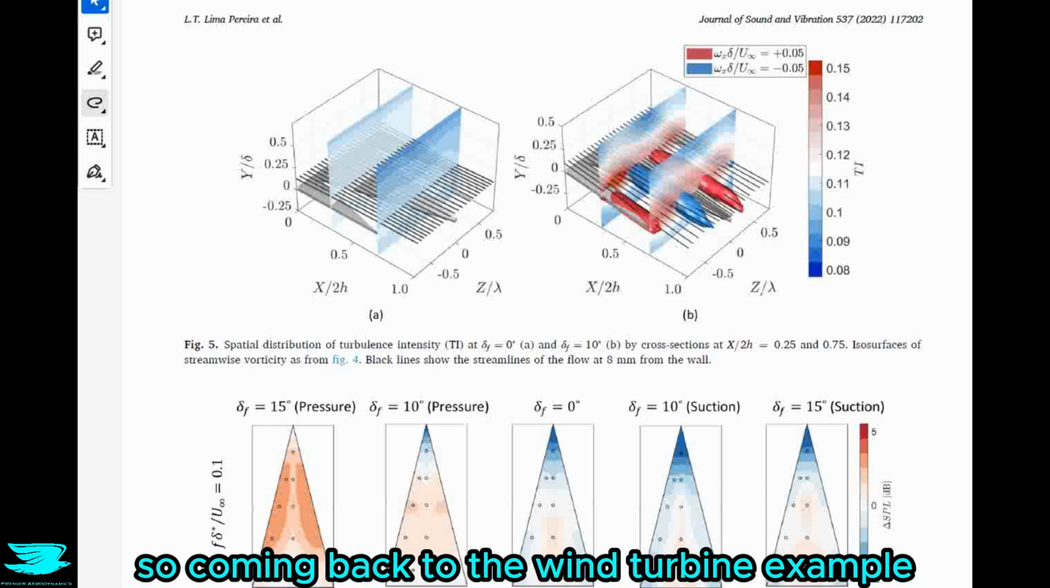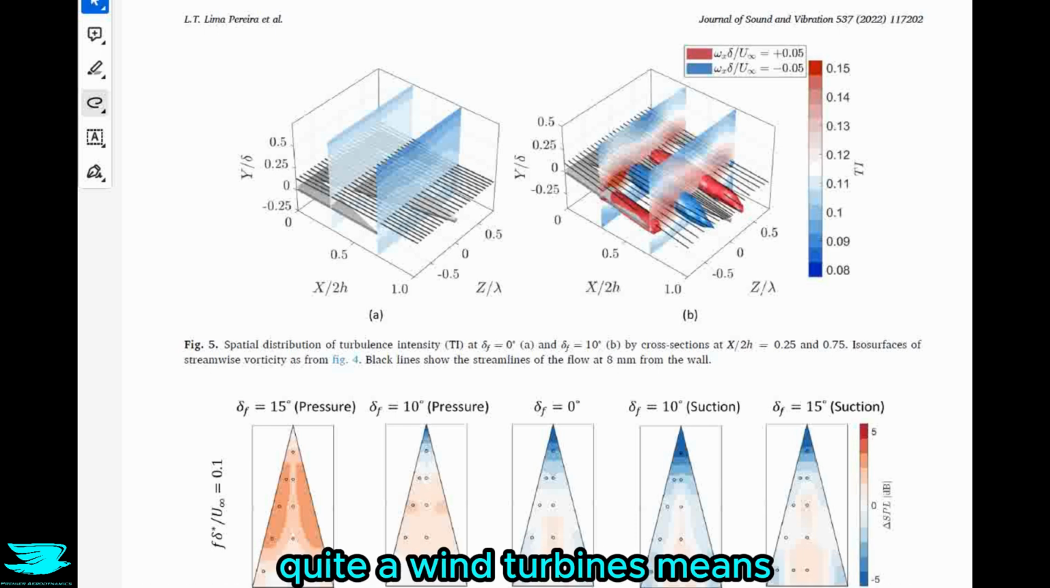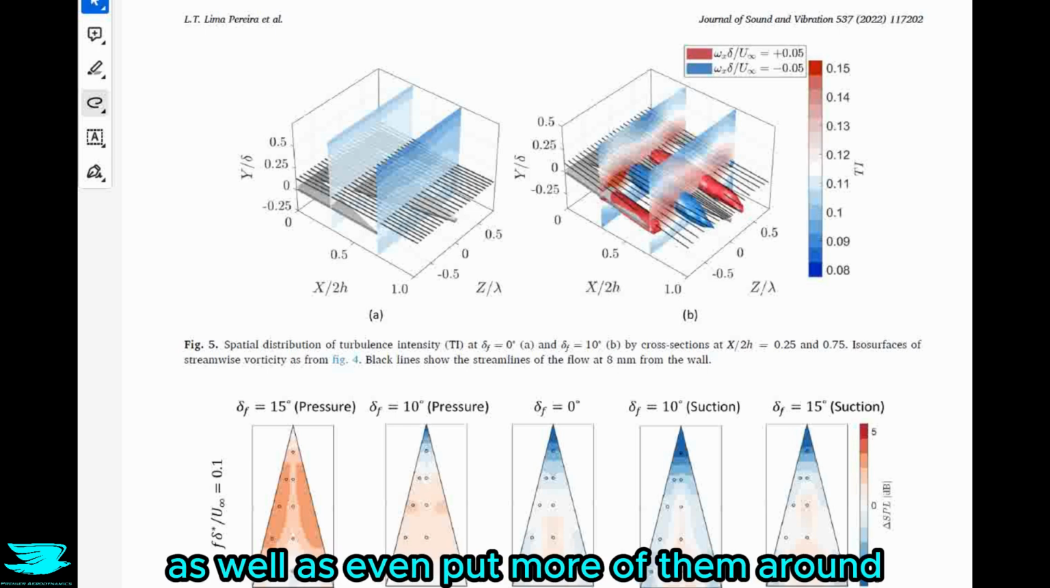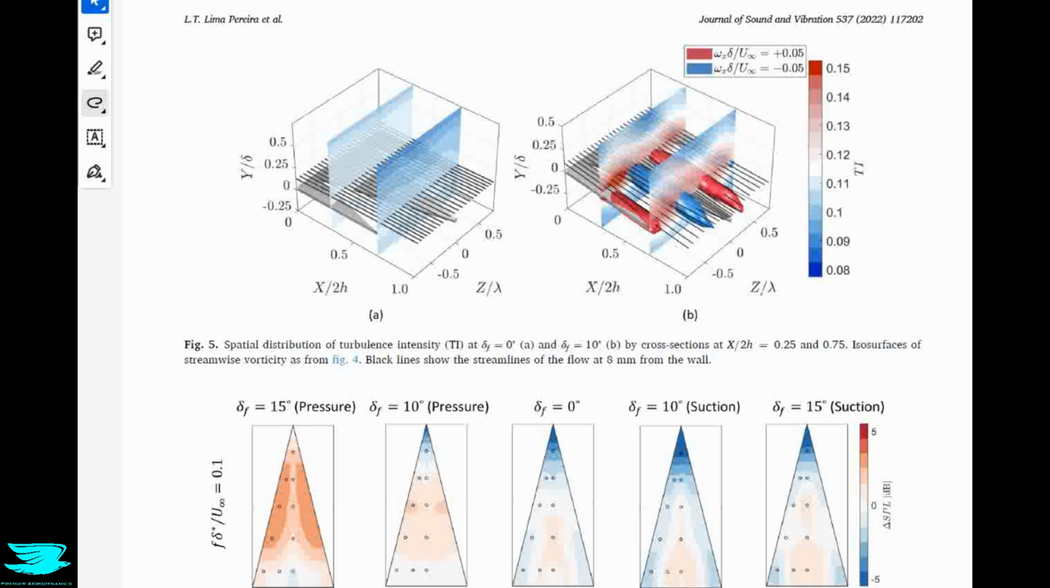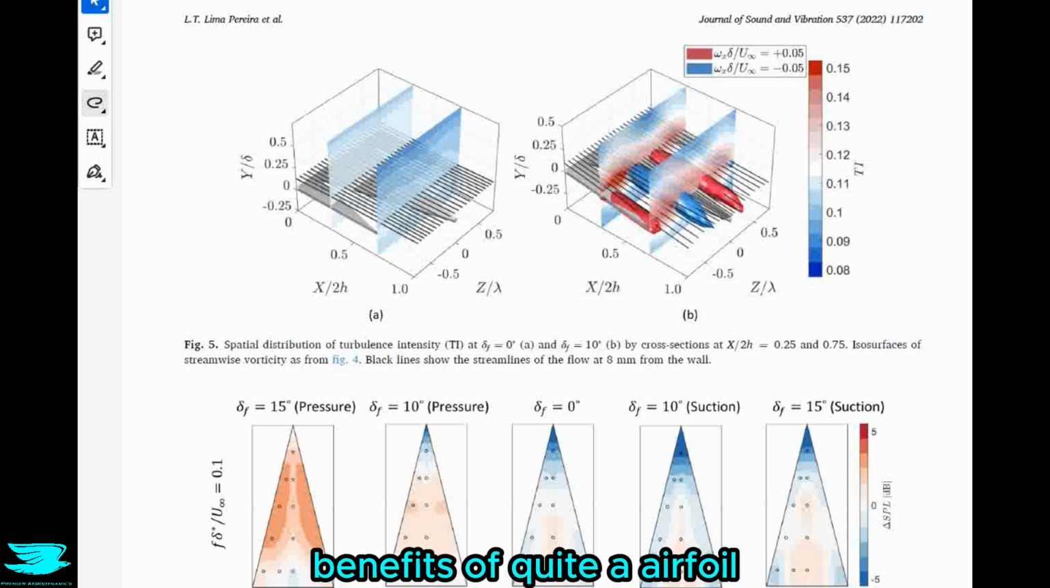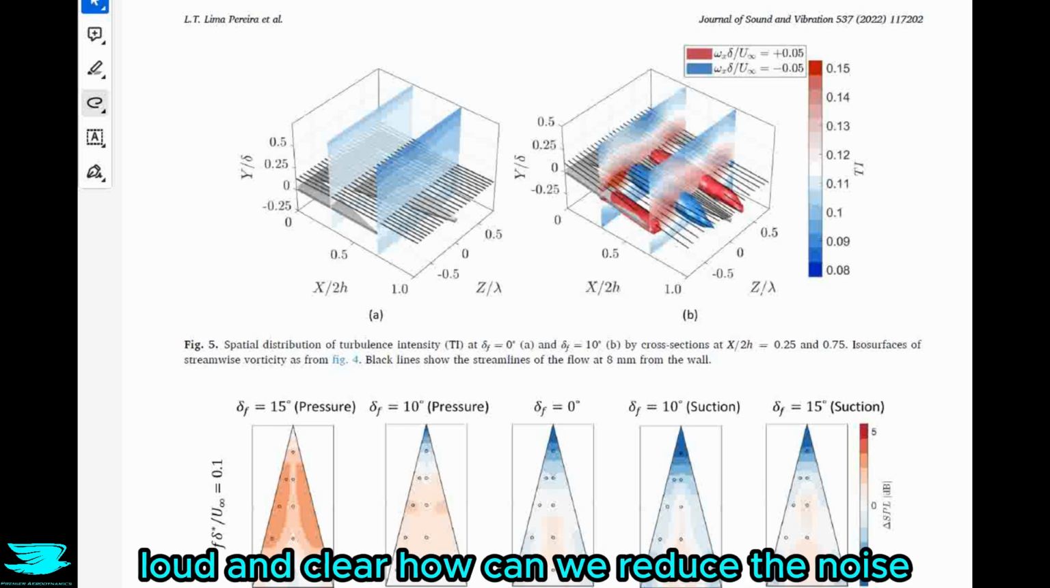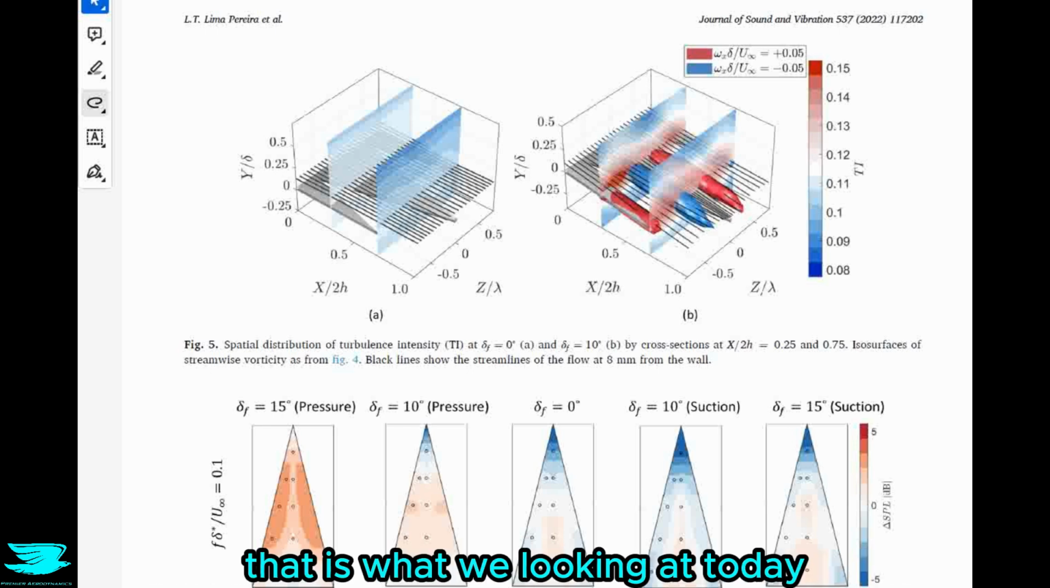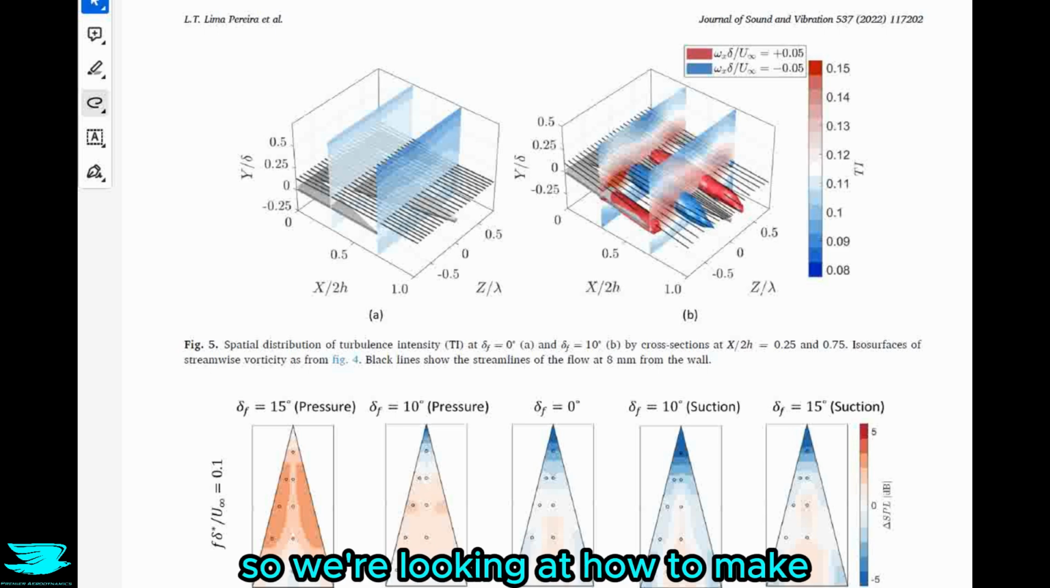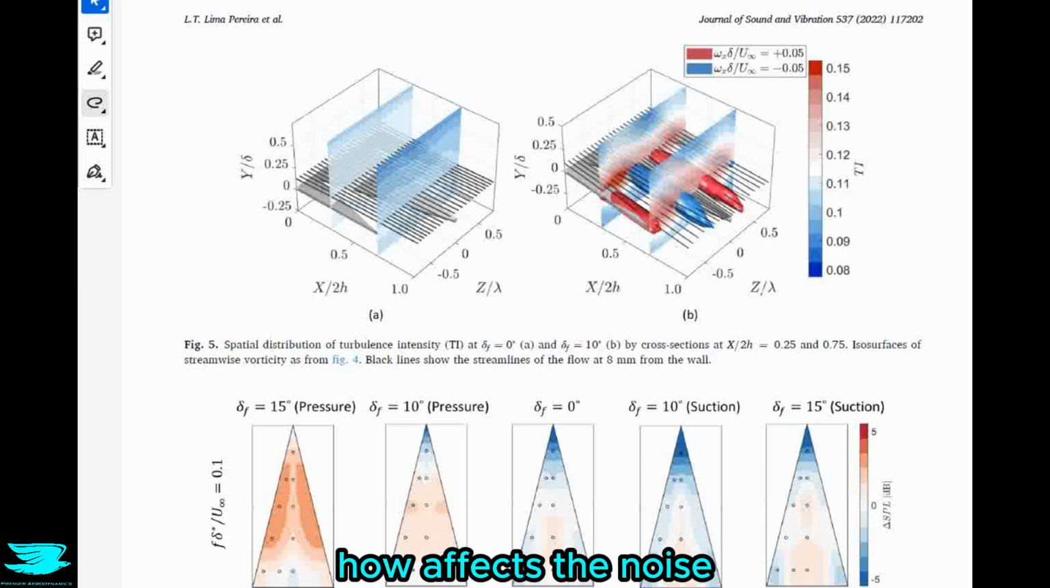So coming back to the wind turbine example, quieter wind turbines means you can have more of them closer to where people will live, which means that you can have more room to put them, as well as even put more of them around. So while we can hear the benefits to quieter airfoils loud and clear, how can we reduce their noise? That is what we're looking at today. So we're looking at how to make the trailing edge of an airfoil serrated, how that affects the noise produced by an airfoil and why.